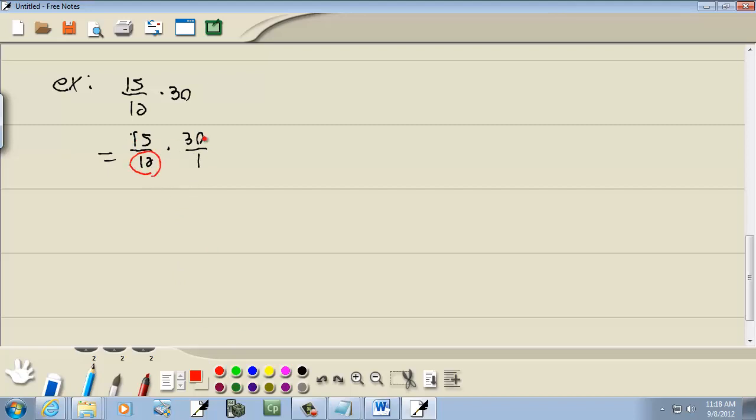12 and 30, these are both divisible by 6. 12 divided by 6 is 2. 30 divided by 6 is 5. So that gives us 15 over 2 times 5 over 1. And actually, nothing else can simplify, so I'll multiply the top parts together. 15 times 5 is 75, and the bottom parts, 2 times 1 is 2. So that'd be our answer.